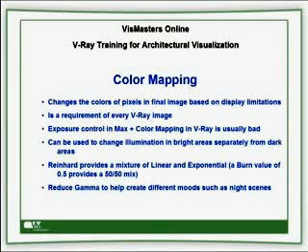Color mapping is simply the changing of colors of pixels in the final image based on the display limitations that computers have. And not just computers, but any display, TVs also. Every image has it. You can't do without it. And there's 7 different types. There are 4 that I recommend using: linear, exponential, HSV exponential, and Reinhard. Reinhard being my personal favorite.